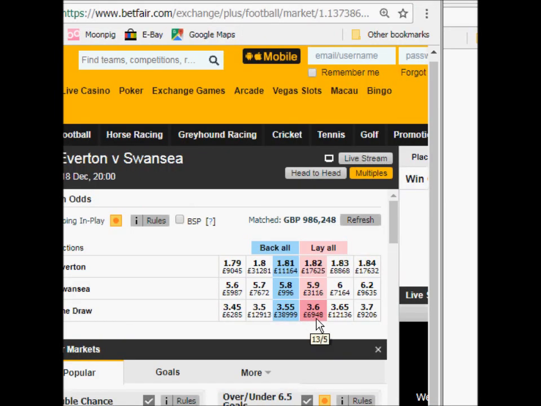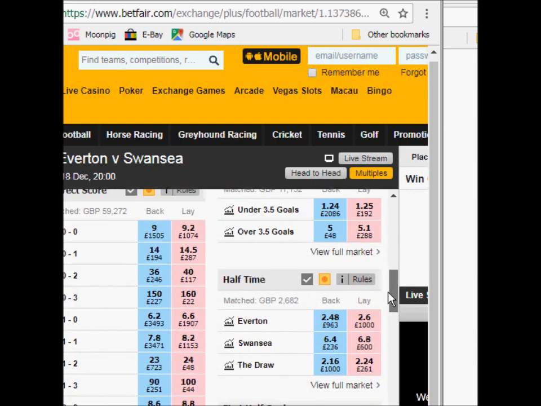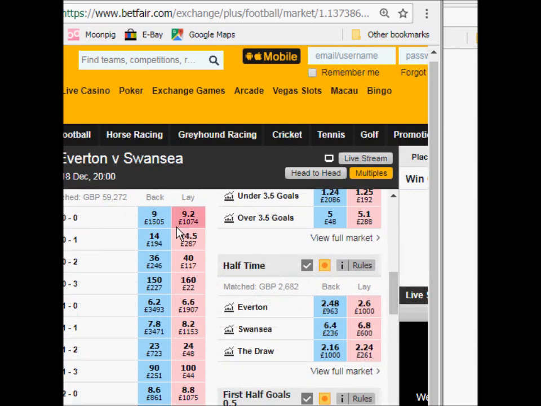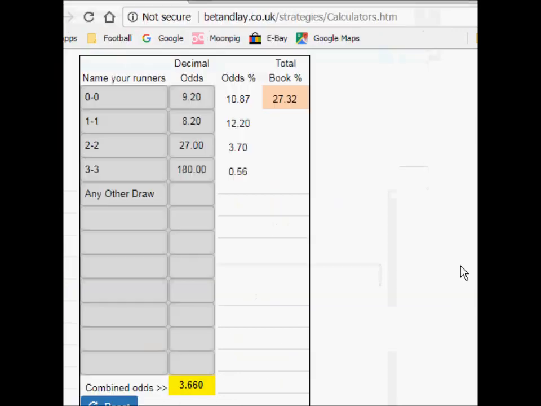We have odds of 3.6 for the draw in match odds, so let's just compare those for interest with the odds from correct score. Now we've got lay odds of 9-2 for nil-nil and 8-2 for 1-1 and 2-2 is 27, 3-3 is 180, and there are no odds at all for any other draw. So if we compare those odds combined with match odds, you'll see they're very similar.